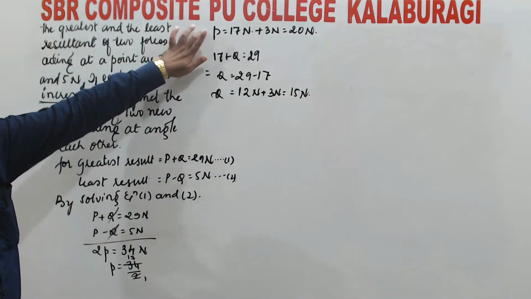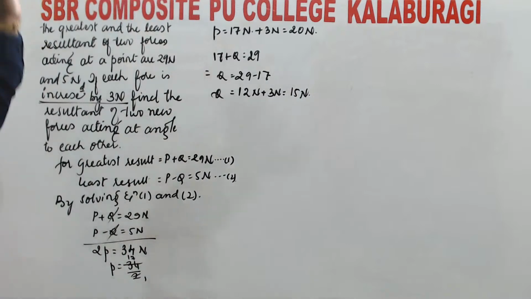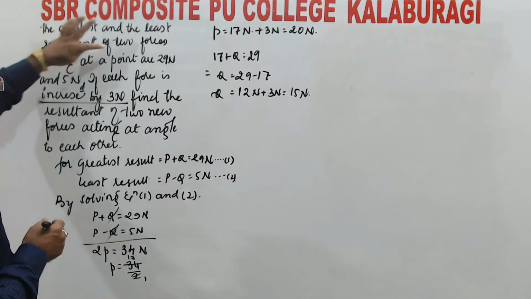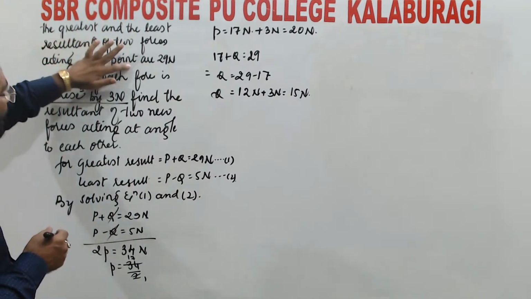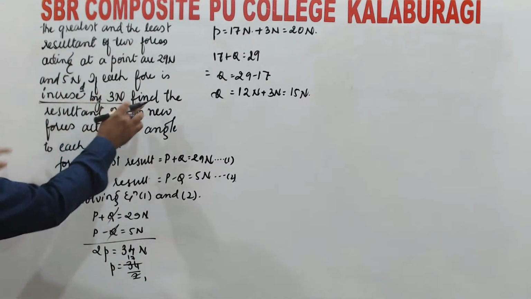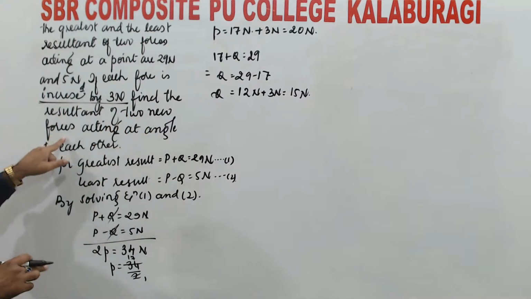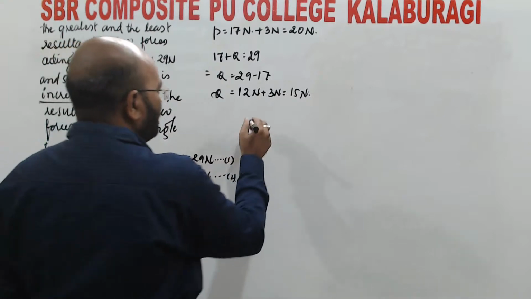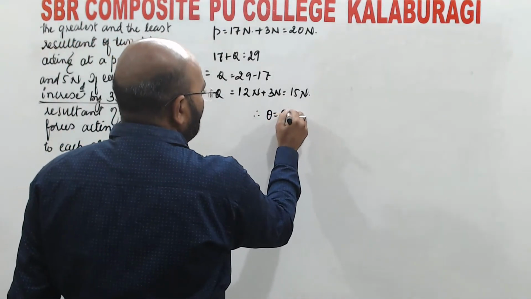We got the new value of P and the new value of Q. Again go for the same process of finding the resultant. And the angle between the two vectors is given. How much is the angle between the two vectors? The angle between the two vectors will be at right angles to each other. See the condition: the greatest to the least resultant of two forces acting at a point are 29 Newton and 5 Newton. Each force is increased by 3 Newton. Find the resultant of two vectors when they are acting at an angle to each other. At what angle are they acting? Perpendicular to each other. Therefore, theta is equal to 90 degrees.